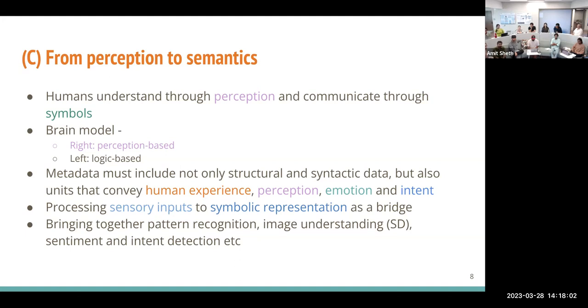And the idea to bring this into computing models would probably be processing sensory inputs to symbolic representation as a bridge. And one way to do so is probably bring together pattern recognition, image understanding, sentiment, intent, etc. Now, here I would like to say that it is not enough to just have these different sensory inputs come together as separate parts, but they need to work in coordination with one another, right?